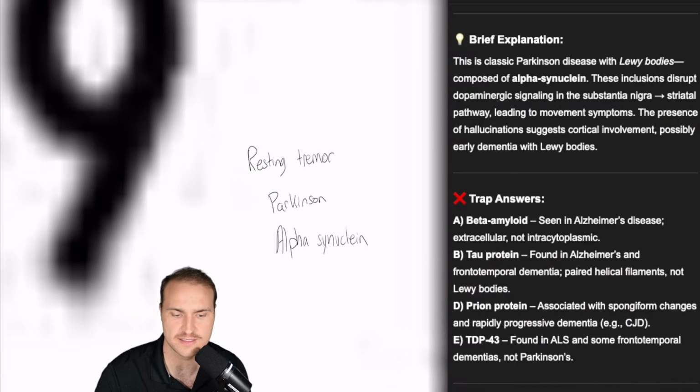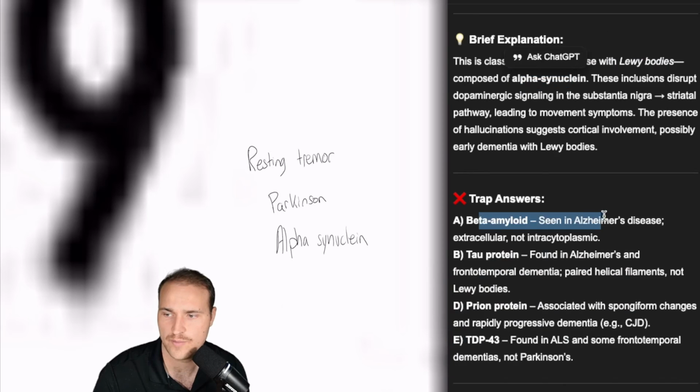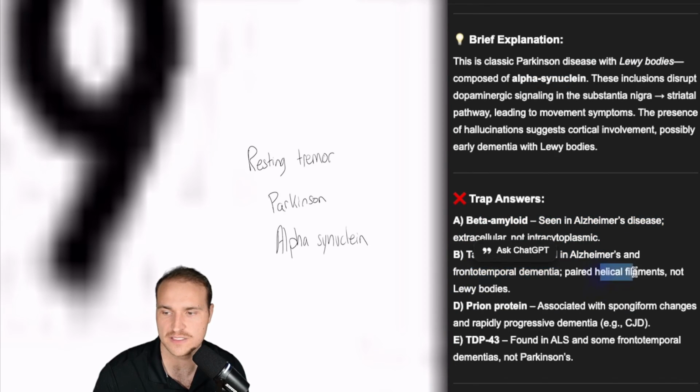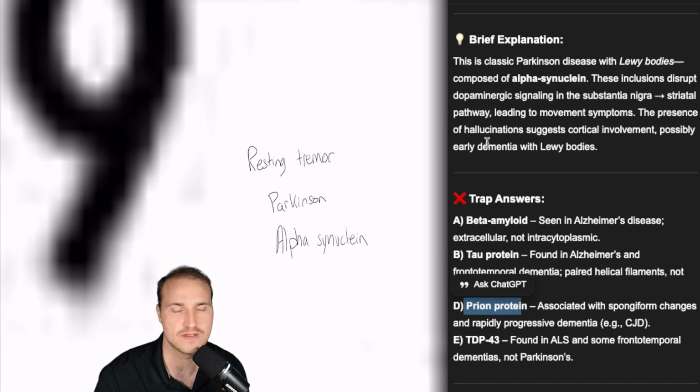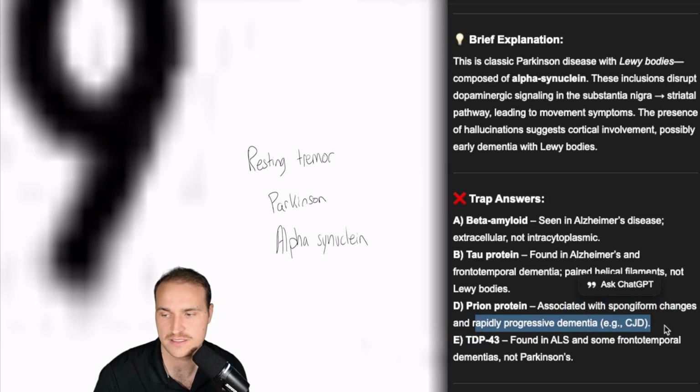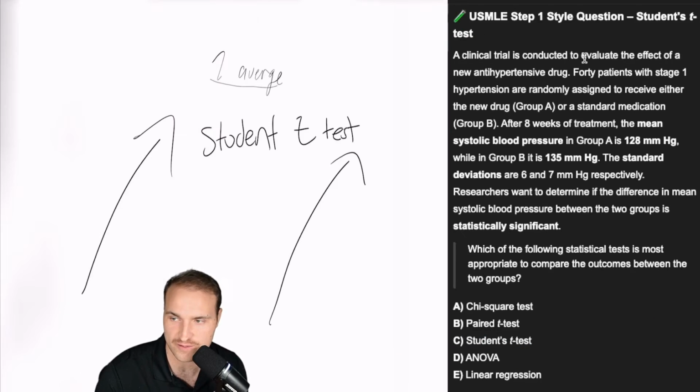I'll move myself out of the way so you can see. Lewy bodies, alpha-synuclein. Beta amyloid is Alzheimer's. Tau is Alzheimer's, frontotemporal, so different changes in the personality. Lewy would have hallucinations, Lewy bodies. Prion protein associated with spongiform changes. TDP43 found in ALS. Okay, now for this one, we have a clinical trial.